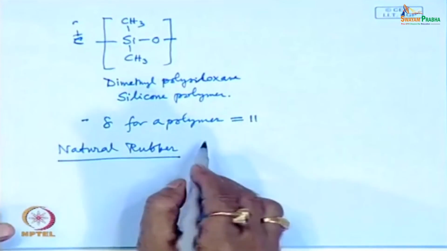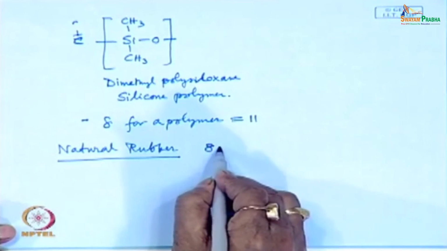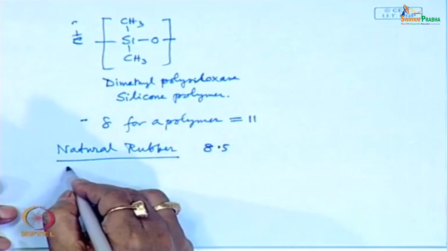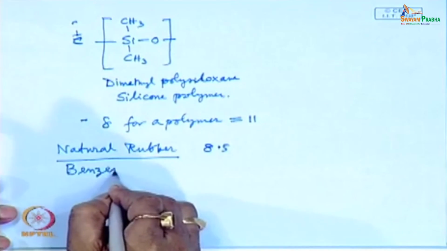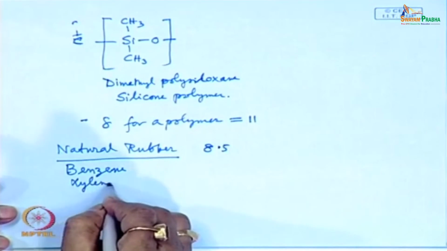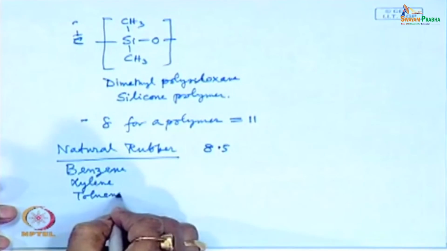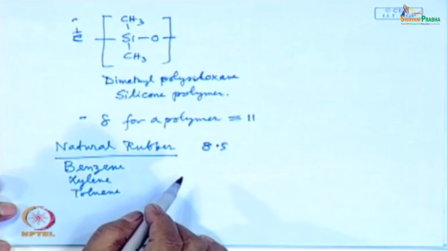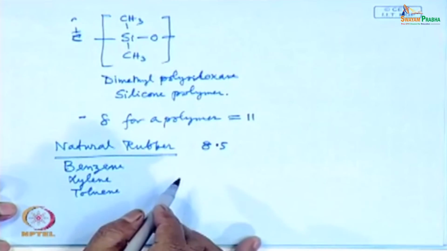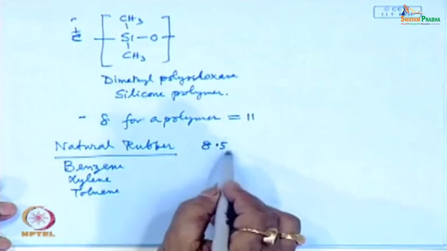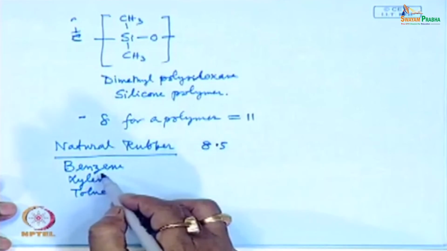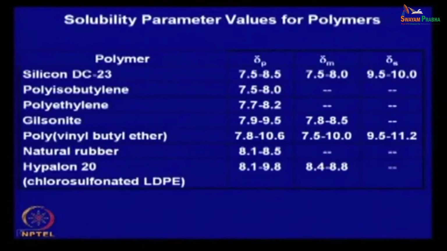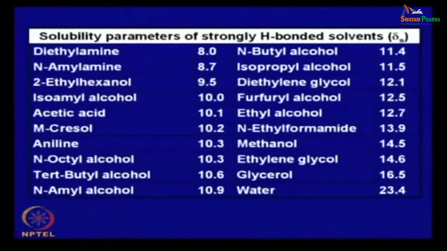Natural rubber, its solubility parameter is around say 8.5, and a good solvent for natural rubber is benzene, xylene, toluene. These are the solvents, hydrocarbon solvents. Decalin, tetralin, these are also good solvents for natural rubber. So, if you put natural rubber in benzene, it will go into solution. So, look at the solubility parameter values of benzene, toluene, xylene.